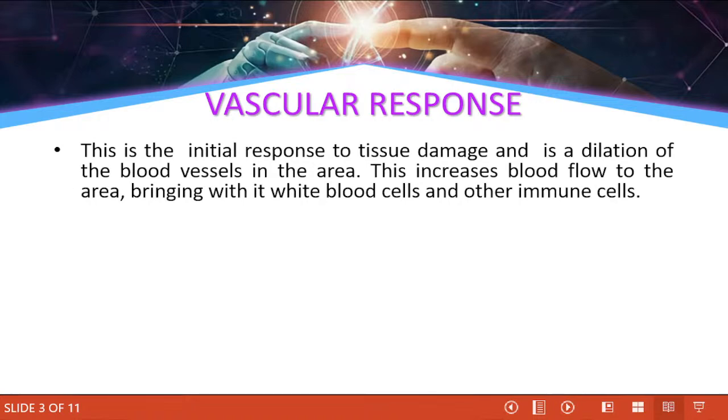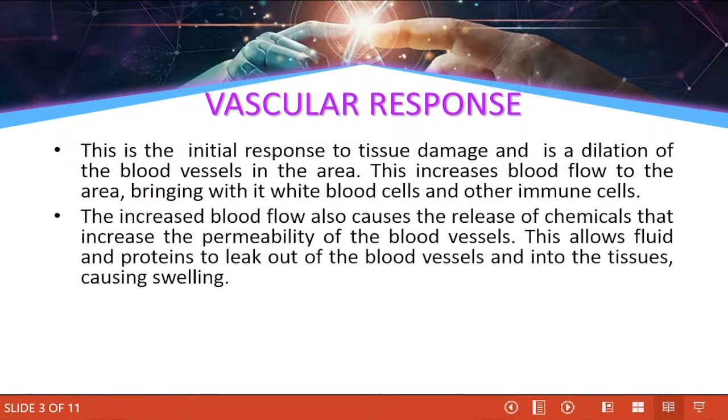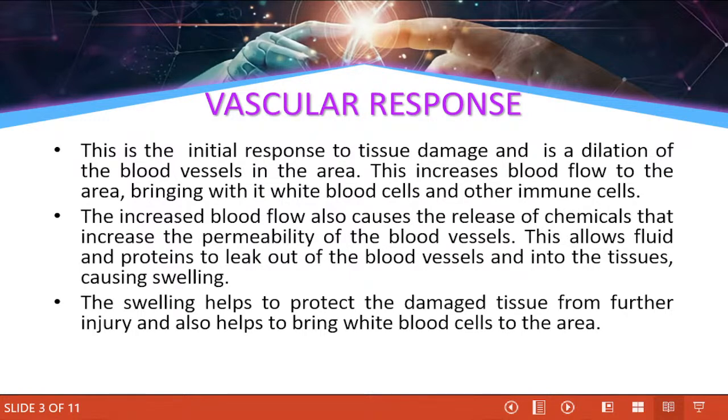What about vascular response? So this is what you explain. This is the initial response to tissue damage and is the dilation of blood vessels in the area. It increases blood flow to the area, bringing with it white blood cells and other immune cells. You can also say the increased blood flow also causes the release of chemicals that increase the permeability of blood vessels. For example, histamine, cytokines, bradykinins, leukotrienes, and prostaglandins. And lastly, you can talk about the swelling helping protect the damaged tissue from further injury and also helping to bring white blood cells to the area.